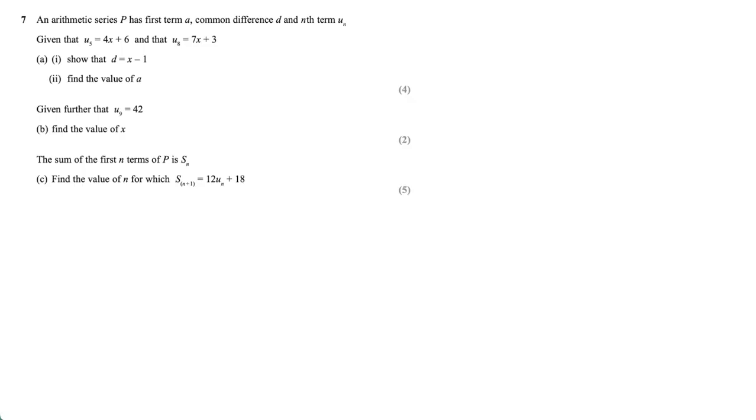In arithmetic series P, the first term is a, the common difference is d, and the nth term is u of n. Given that u of 5 and u of 8 are these values, show that d is equal to x minus 1. Okay, so fine, guys, I think this is okay.